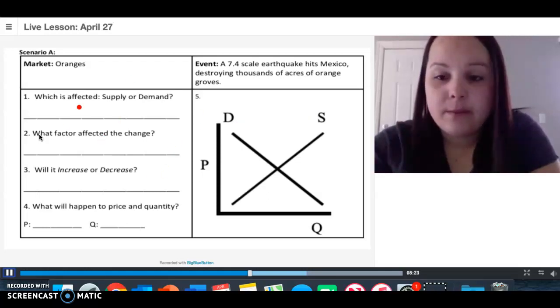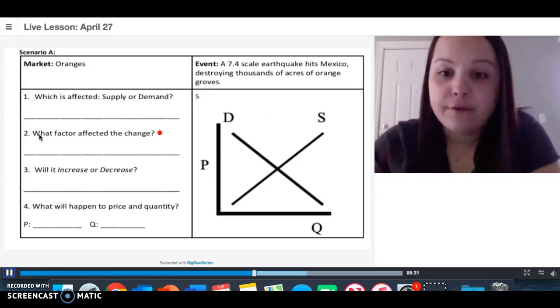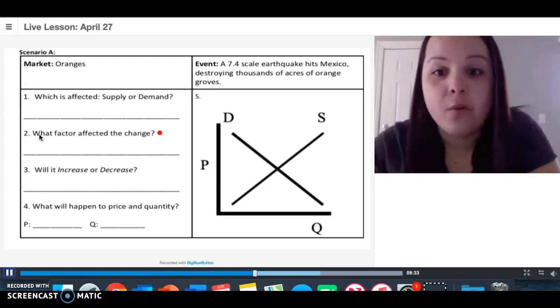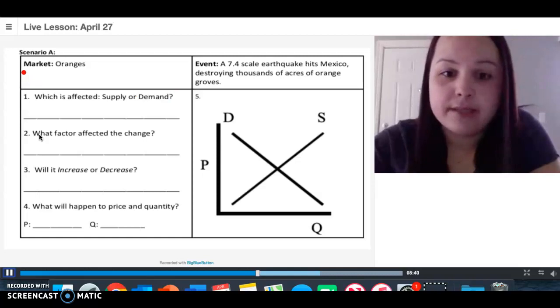But keep in mind, we've done assignments like this before when we did demand practice and we did supply practice, but now we're combining the two together. So your first task is having to figure out what is being affected here. Is it supply or is it demand? So before we ever figure that out, you always have to make sure you're keeping in mind what is the market that we're looking at. And the market here is oranges. So that's the product we are focusing on.